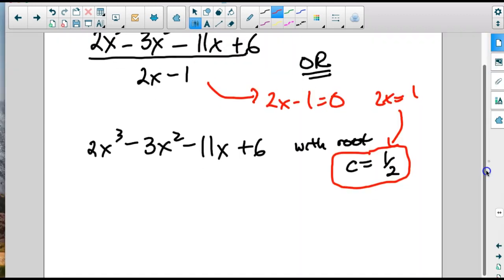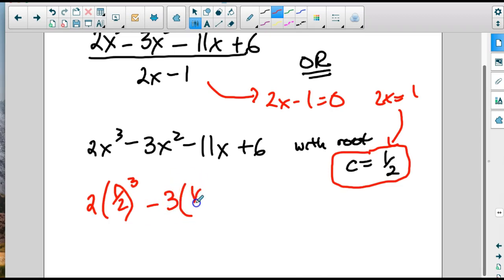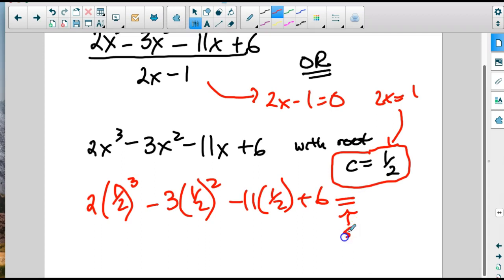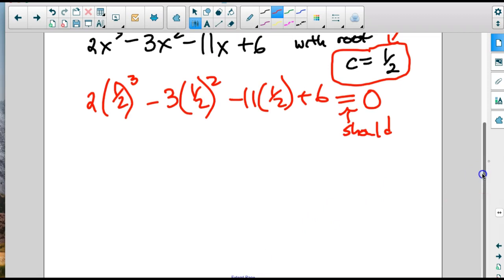So we're going to check to see if it is a root. First of all, let's check to see if it is a root. If it's not a root, then dividing it won't help us factor. So let's check. 2 times 1/2 to the third power minus 3 times 1/2 to the second power minus 11 times 1/2 plus 6 should equal 0. It's supposed to equal 0. If it doesn't, then it's not a root, and then we have a problem. They didn't give us the correct problem then.